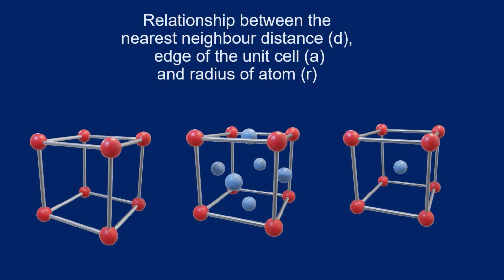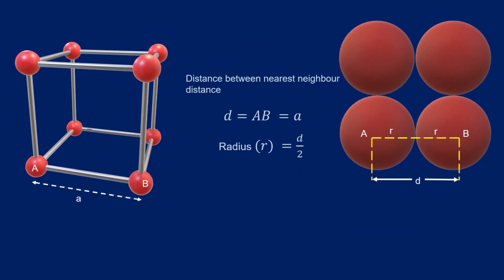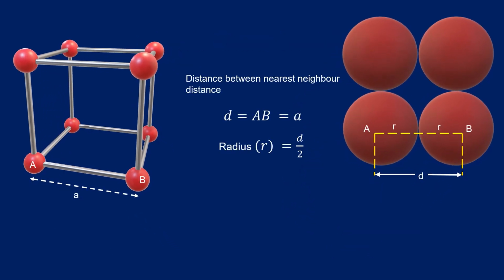To complete our discussion of this lesson, let us discuss the relationship between the nearest neighbor distance d, the edge of the unit cell a, and the radius of the atom r for pure elements. For a simple cubic unit cell, the nearest neighbor distance d is AB, which is equal to the edge length a. Also, for pure elements, the radius r is d/2, since the atoms or spheres are touching each other.